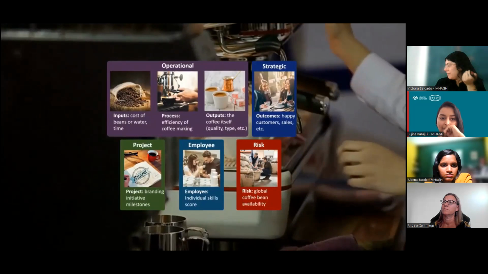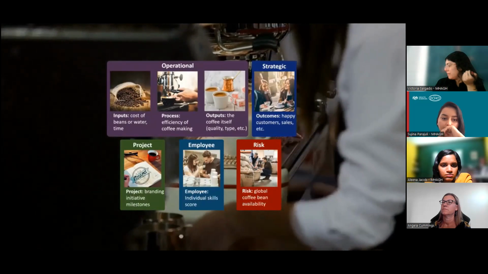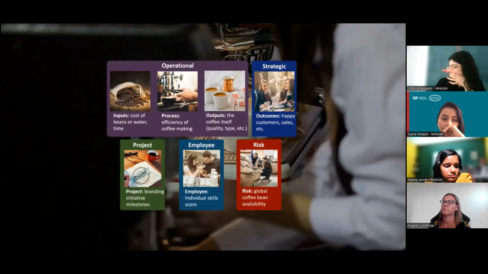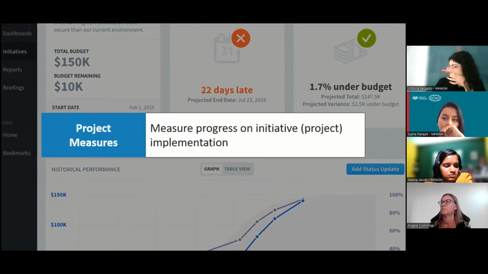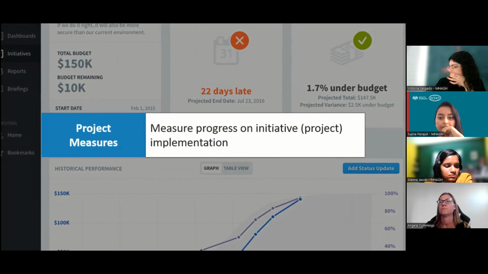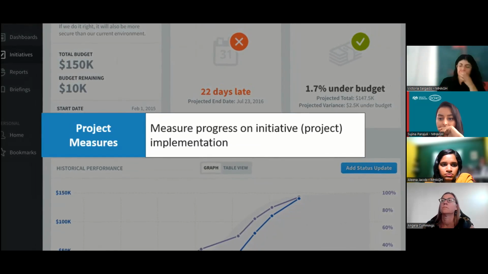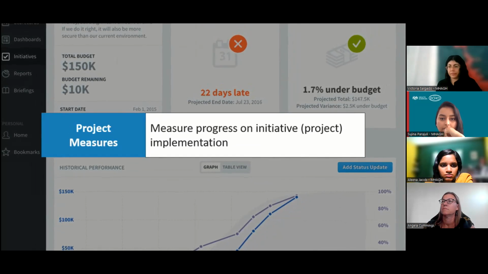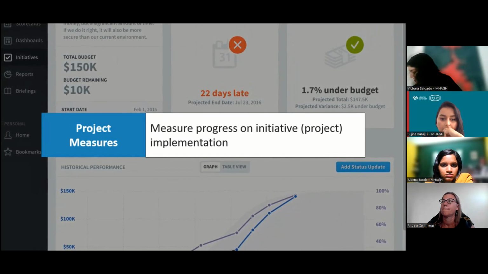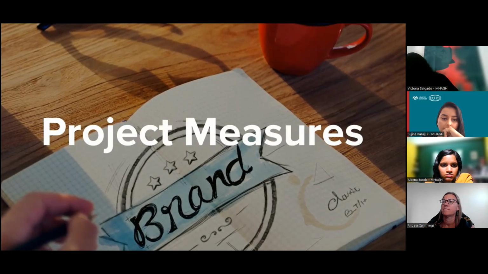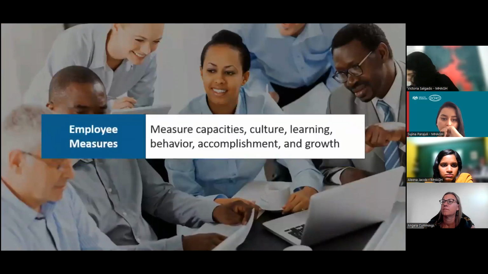To fully understand all of the elements of strategy execution, I can then add a few other broad categories of measures to my story. Project measures monitor the progress of our improvement initiatives and projects and can be designed to improve operations or strategic impact. These track things like scope, resources, deliverables, or project risk. In my coffee example, I might have a branding campaign to sell my coffee.